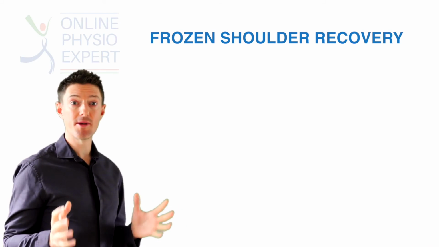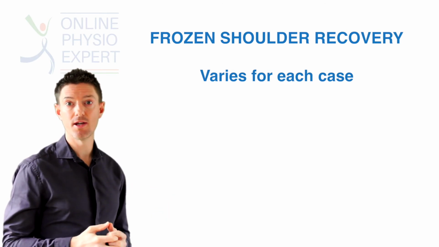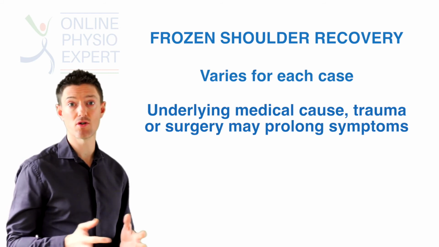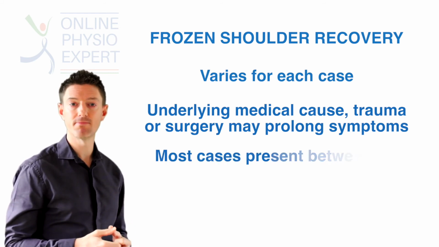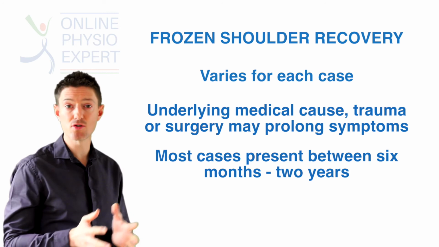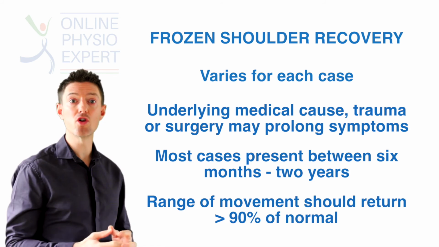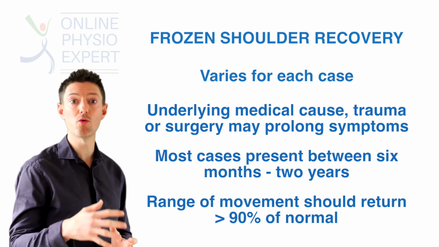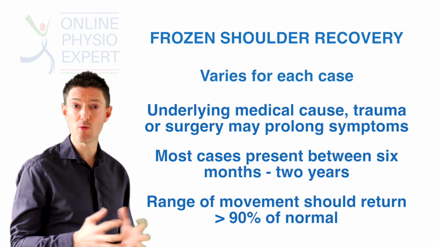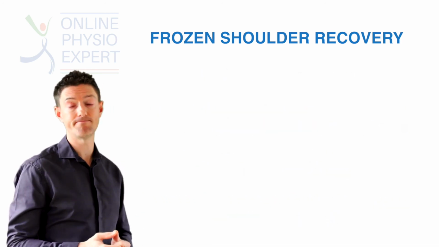Now, the time frames from initial onset of a frozen shoulder to resolution vary significantly for each individual. If there is an underlying medical cause such as diabetes, or in cases of a secondary frozen shoulder, this may complicate timeframes. However, most cases of a frozen shoulder will be present for between 6 months to 2 years. A good resolution for a frozen shoulder will be upwards of 90% restoration of the normal range of motion of the shoulder. This is fine for full, pain-free function for almost everyone, and will normally only be noticed when a doctor or physiotherapist examines the shoulder.